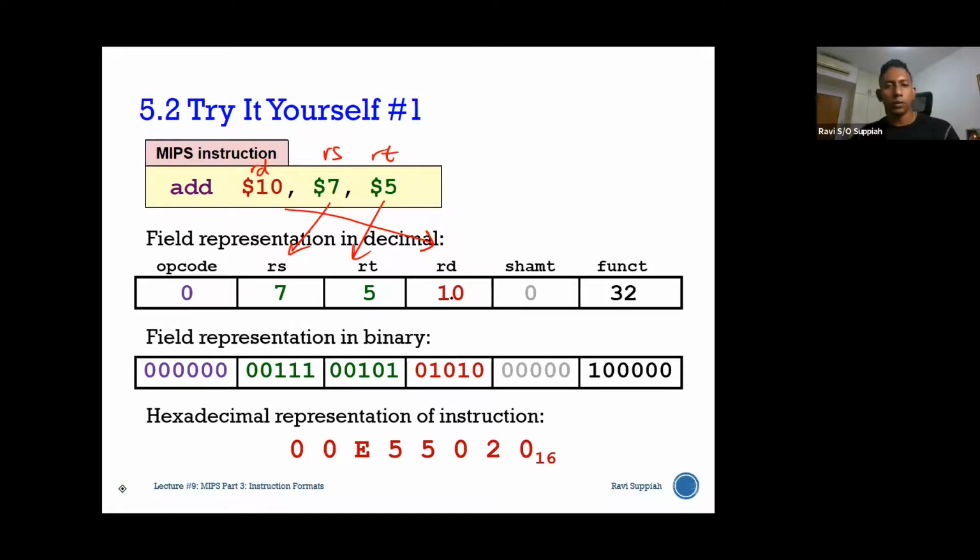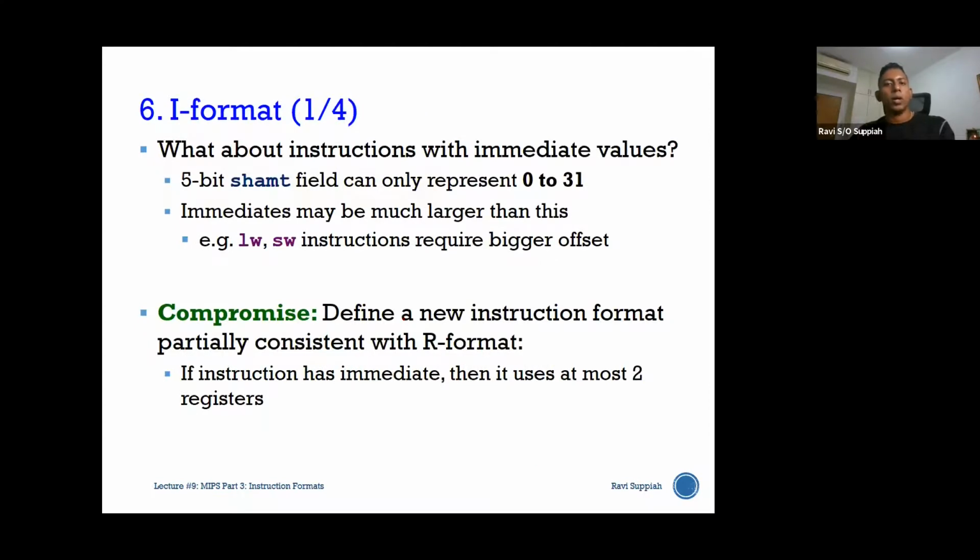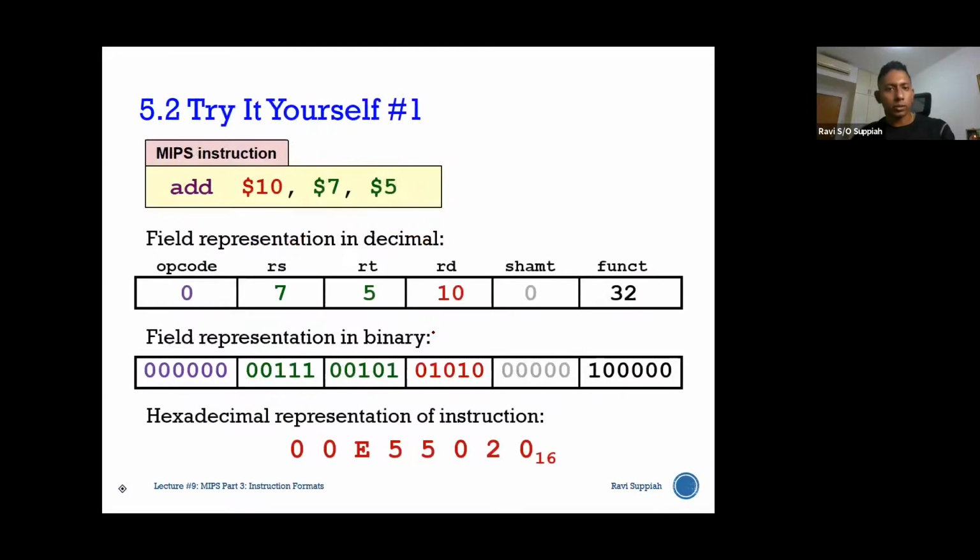All right, so far you can see it's quite straightforward. You take the instruction and you represent it in the correct locations in that 32-bit instruction, and once you can do that, you can then do the translation to binary and then finally hexadecimal. Okay, so that is for R-type instruction.